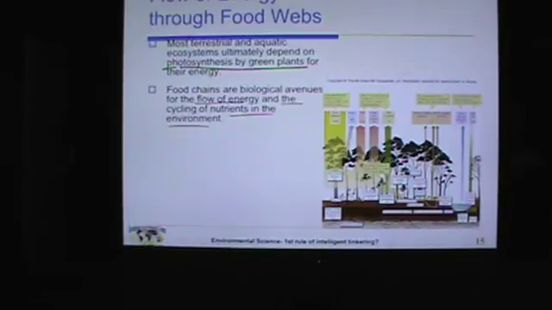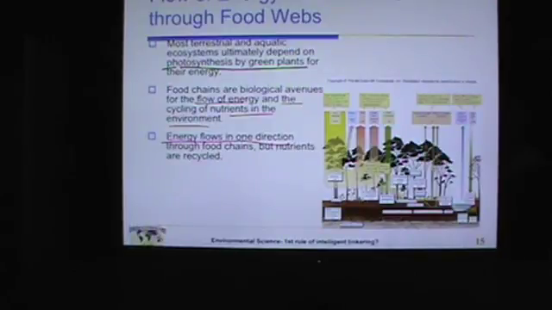Food chains are biological avenues for that energy to flow and nutrients to cycle in the environment, kind of drive what goes on in the environment. Energy flows in one direction through food chains, but nutrients are recycled. I kind of showed that when we talked about the food chain itself. In this case, the sun comes down, you get all that sun striking the surface of this forest, 100%, but very, very small amounts of that sunlight actually ever make it to the forest floor or provide energy to the detritus and all those sorts of things that are going on down deep there.